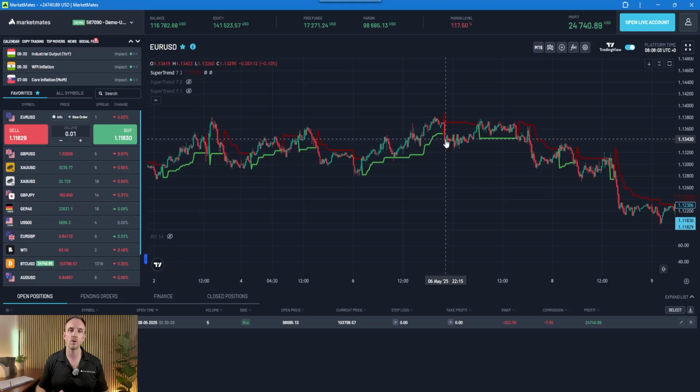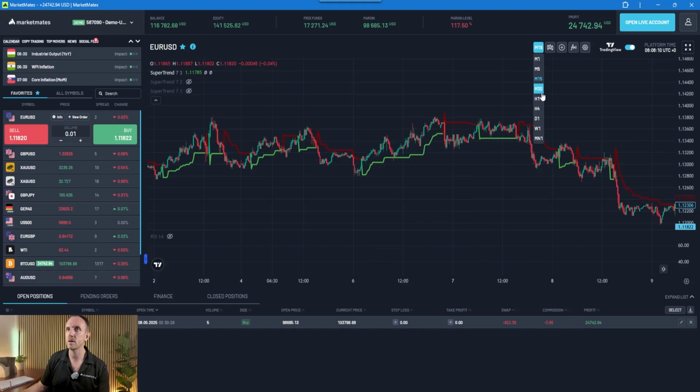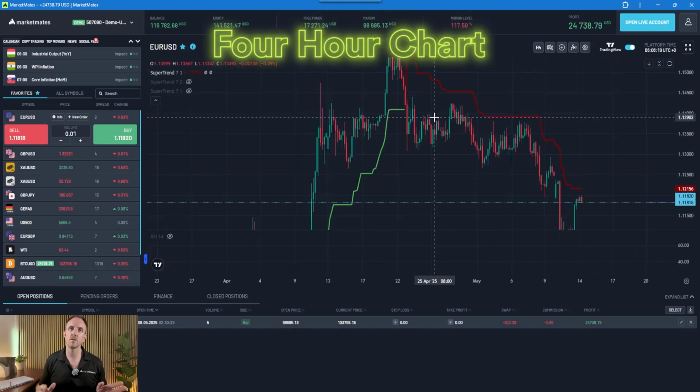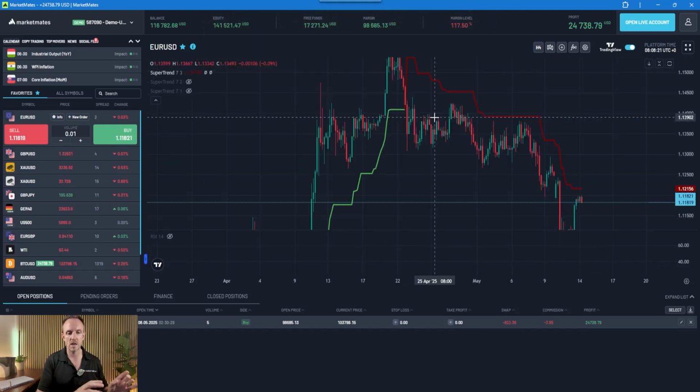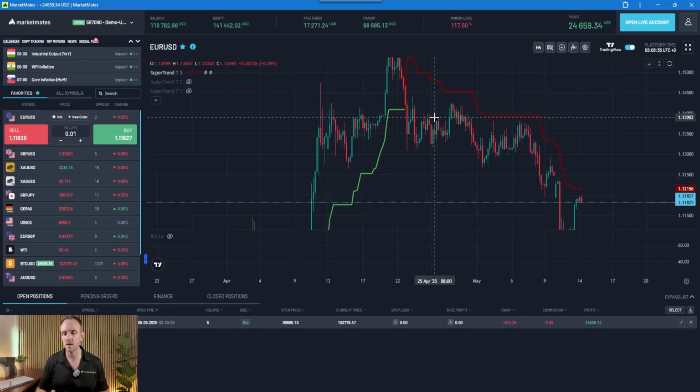The second thing to do is actually to use the SuperTrend, but in this case you put it on a higher time frame. So we're on the 15-minute chart here. If we go up to say the 4-hour chart, we use the 4-hour chart to determine the longer term trend. So in this case, when we're looking at our buy and sell signals on the 15-minute chart, we're only taking the sell signals because the higher time frame is giving us a clue that the trend is bearish, and we want to always be trading in line with the trend.